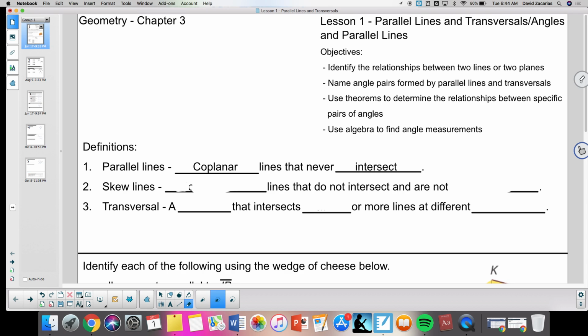And now we have here these skew lines. Skew lines are non-coplanar, so they are not on the same plane. They don't intersect, but they're also not parallel. And I'll show you an example of that in a second here.